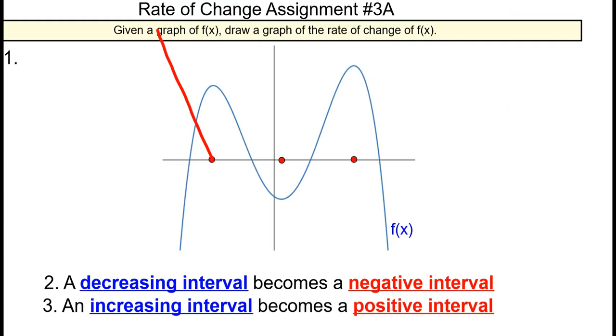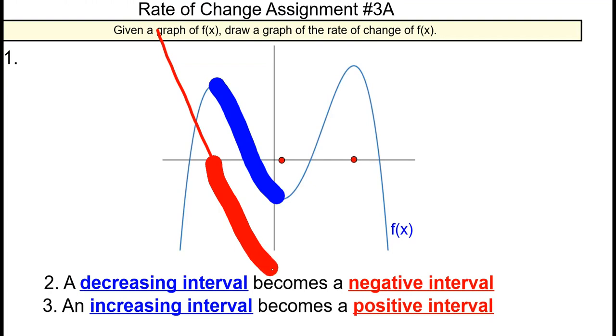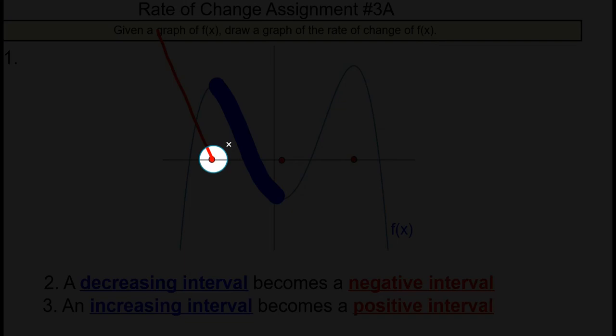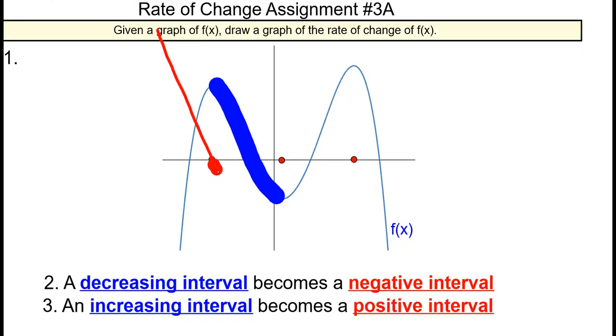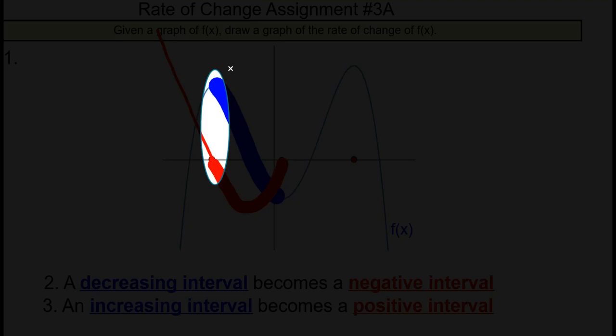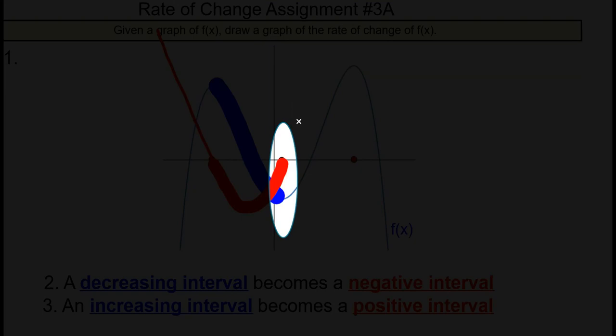Rule 2 says that a decreasing interval on f of x becomes a negative interval on the rate of change function, but there are 2 x-intercepts on this interval for the rate of change function, so the rate of change function has to come down to a minimum and then back up to the x-axis. Both intervals begin with the same x-coordinate and end with the same x-coordinate.